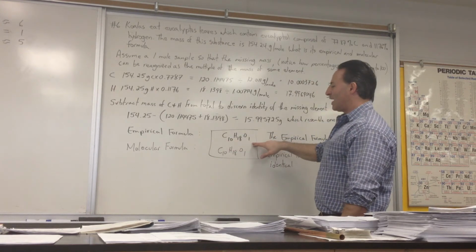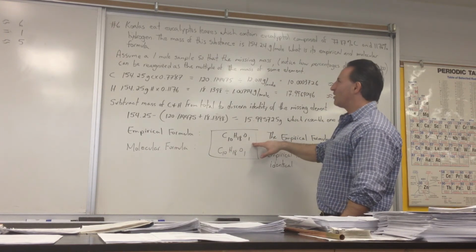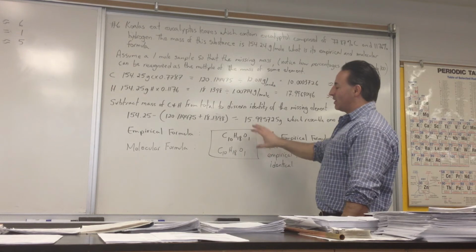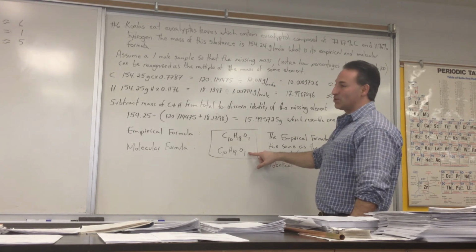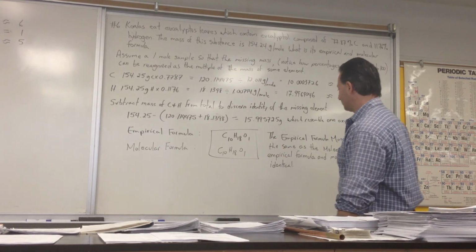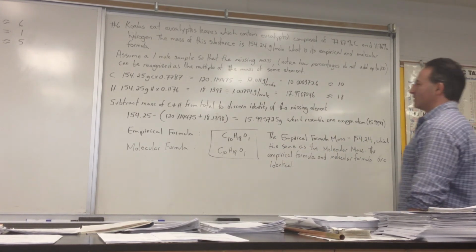But we're told that the molar mass of the substance is 154. If you add up the molar masses of all these elements, you get 154.24, which means the empirical formula has the same formula as the actual formula. So the two are the same. And that solves the problem.